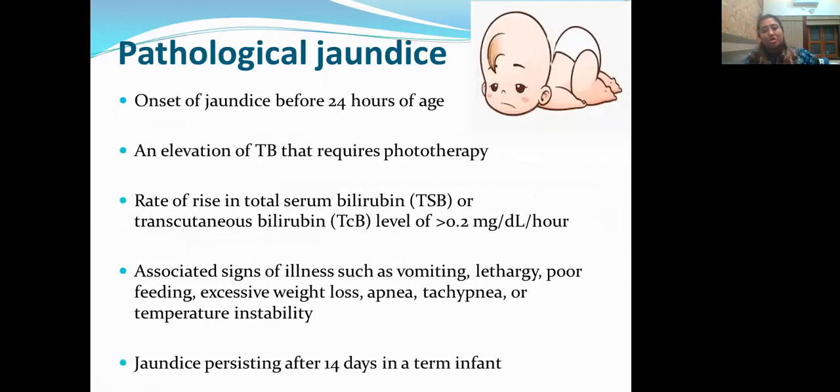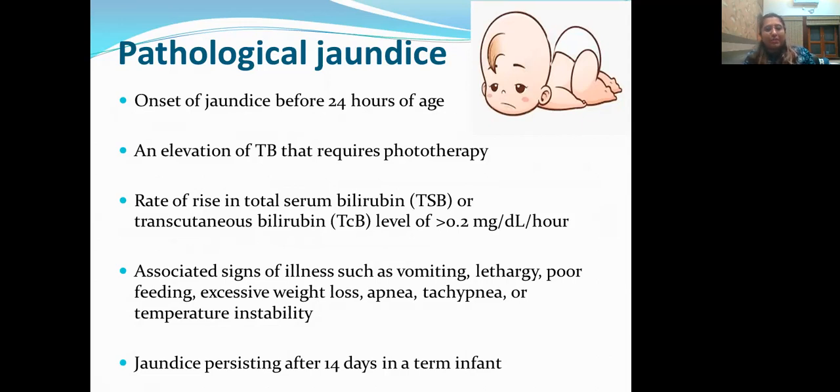Now coming to pathological jaundice. In pathological jaundice, the onset of jaundice will occur before 24 hours of age. This is the hallmark. There is an elevation of total bilirubin that requires phototherapy. One thing is that pathological jaundice can arise later also, secondary to sepsis or hypothyroidism or other factors which we will be discussing. But if jaundice has occurred before 24 hours of age, it is definitely pathological jaundice.